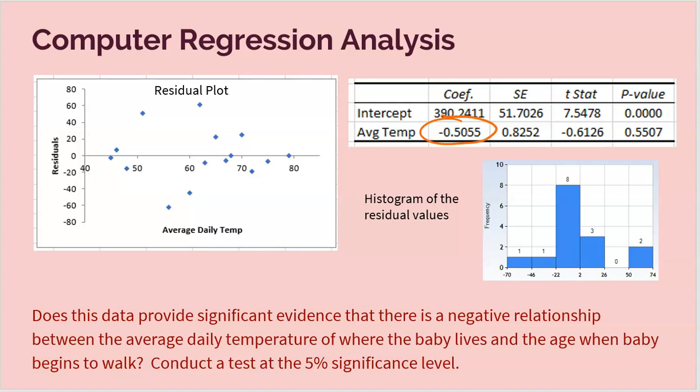But again, that's the big question, right? Is there really a negative relationship or not? So we do have our nice residual plot here as well that we're going to need for the conditions. And here's the question. Does this data provide significant evidence that there is a negative relationship between the average daily temperature of where the baby lives and the age when the baby begins to walk? So we're going to conduct a test at the 5% significance level.